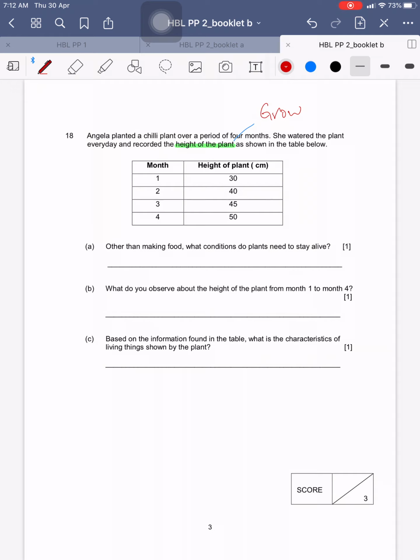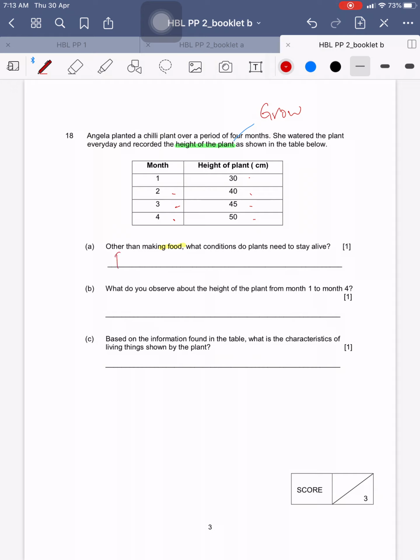So for the first month, the height is 30 cm. Second month, you have the height increased to 40. Third month, you have the height increased to 45. And fourth month, the height increased to 50 cm. So other than making food, what conditions do plants need to stay alive? So over here, they already mentioned about food. Alright, plants need food to stay alive, to survive.